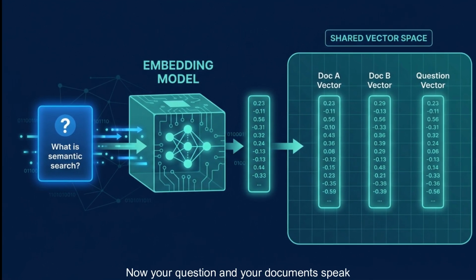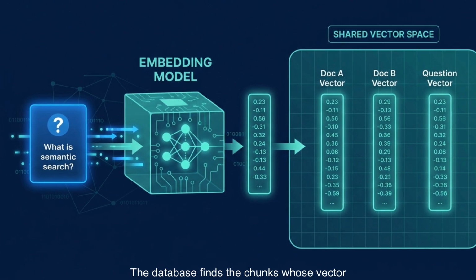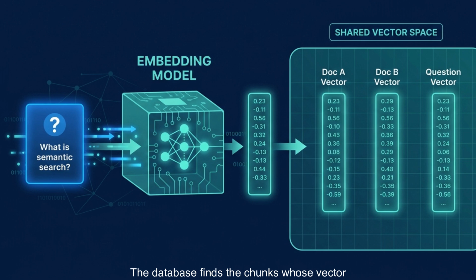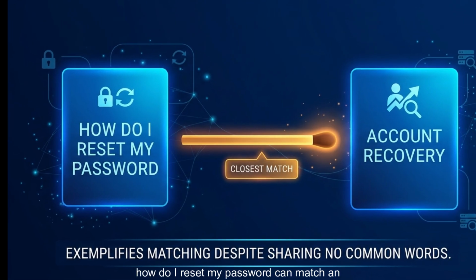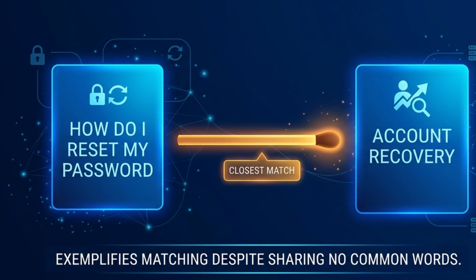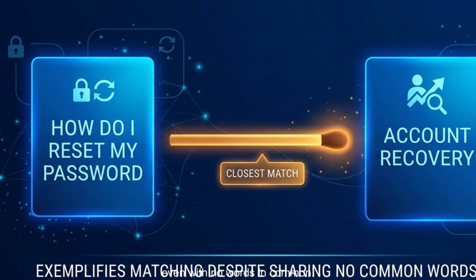Now your question and your documents speak the same numerical language. The database finds the chunks whose vectors sit closest to your question. So, "how do I reset my password" can match an article titled "Account Recovery," even with no words in common.